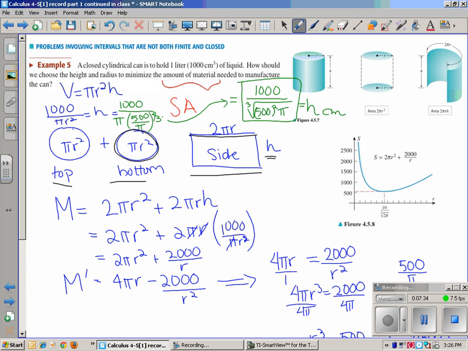We need to use the information given. So they gave us the volume. So we can use our volume equation to solve for one of our variables, R or H, and that's your choice. Okay, so here's the work.